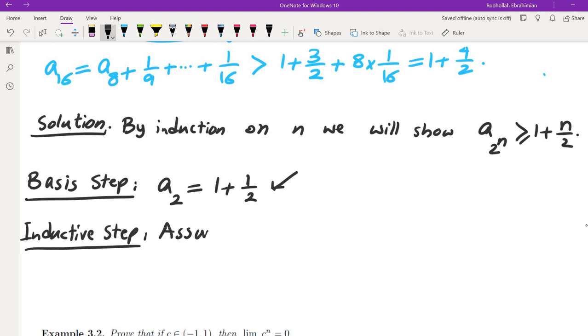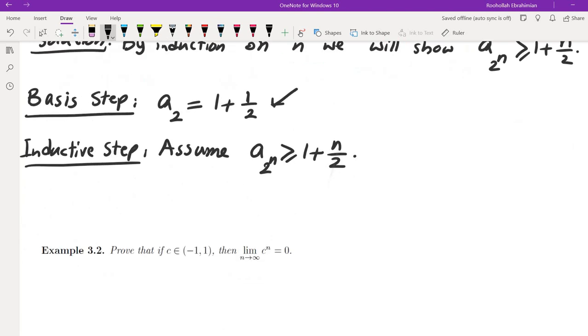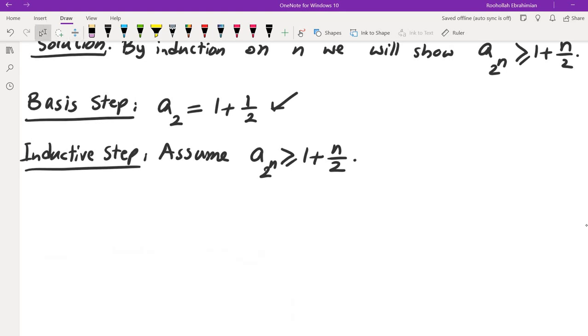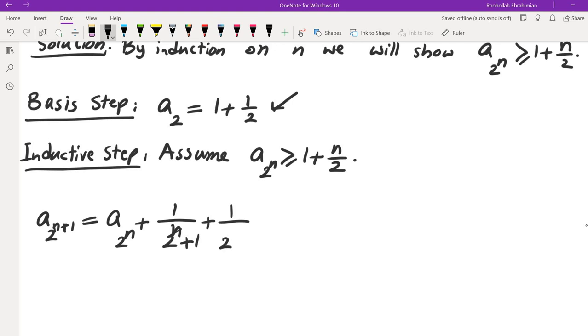assume a sub 2 to the n is more than or equal to 1 plus n over 2. Then we're going to look at the next one. A sub 2 to the n plus 1 is equal to a sub 2 to the n plus 1 over 2 to the n plus 1, 1 over 2 to the n plus 2, all the way to 1 over 2 to the n plus 1.